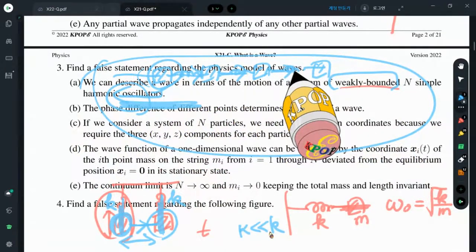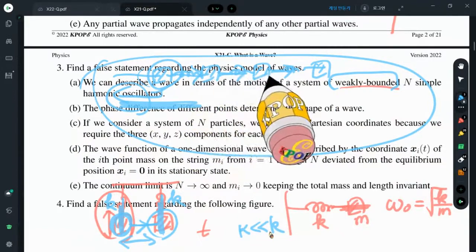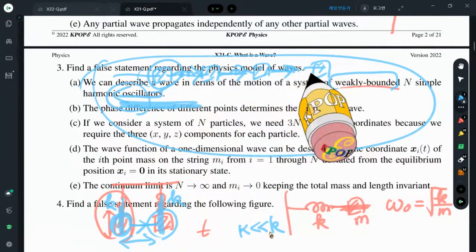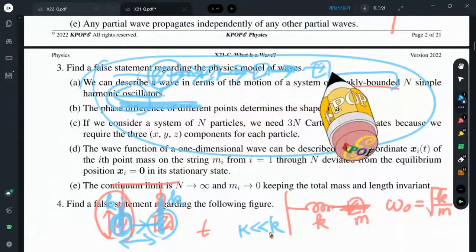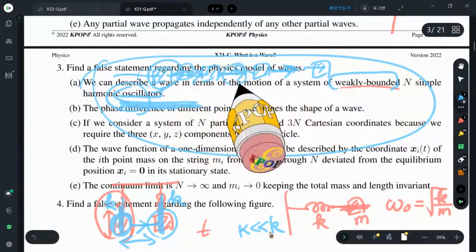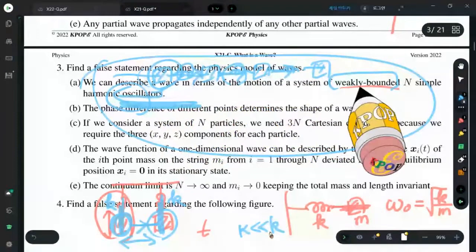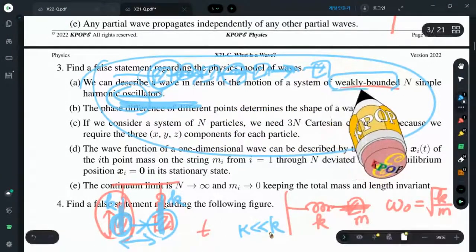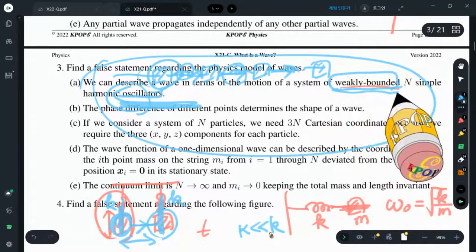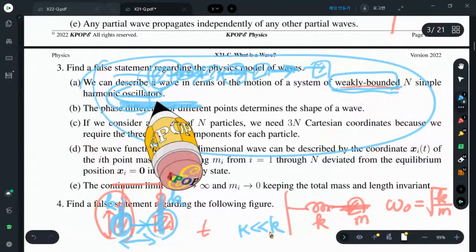So this is a kind of physics model of waves, made by making use of a system of harmonic oscillators that are connected with weak springs. So this one stands for the weakly bounded simple harmonic oscillators.